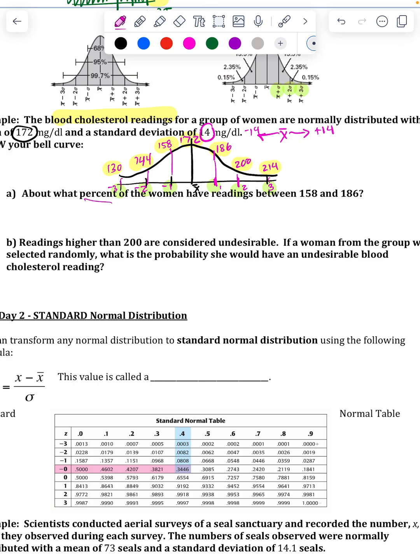Okay, but what percent of women have readings between 158 and 186? Well, 158, my friends, is -1 standard deviation, and 186 is +1 standard deviation. So it's asking me about these 2 chunks.